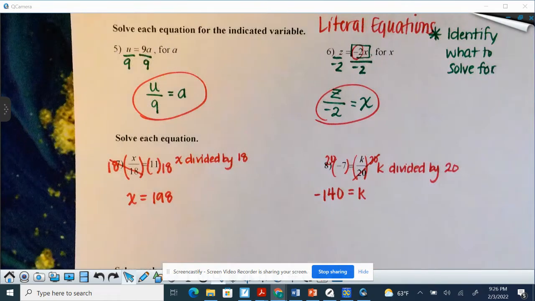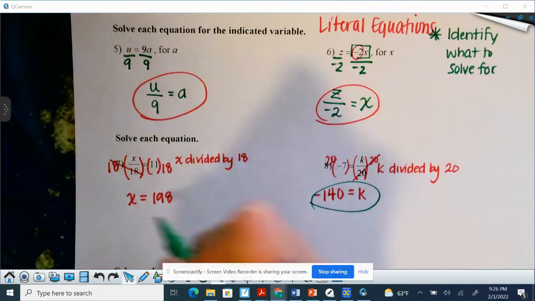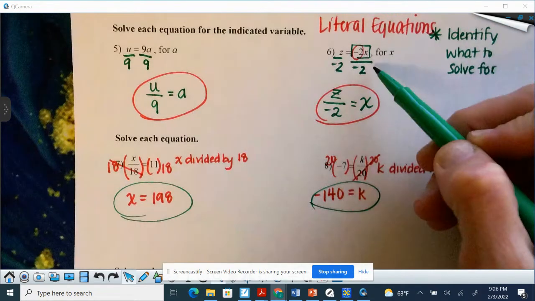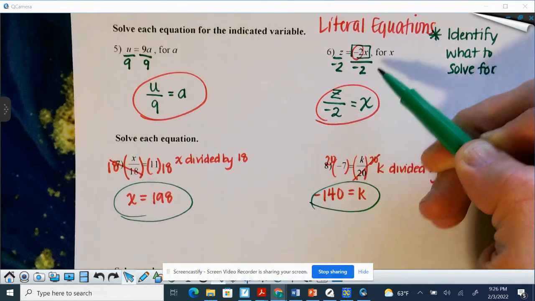And you are done, guys. So super basic one-step equations, an introduction to a very simple literal equation, and you are rocking it.